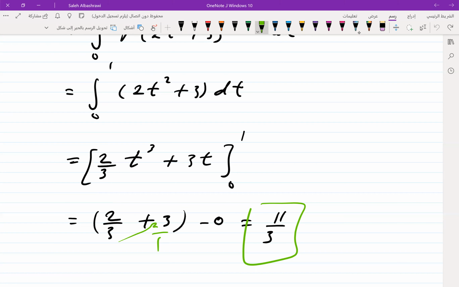So this is the idea of finding the length of a curve in space. It is just the integration of the magnitude of the derivative of the vector function. Integrate, evaluate, or find the value of the definite integral, and that will be the length of the curve.